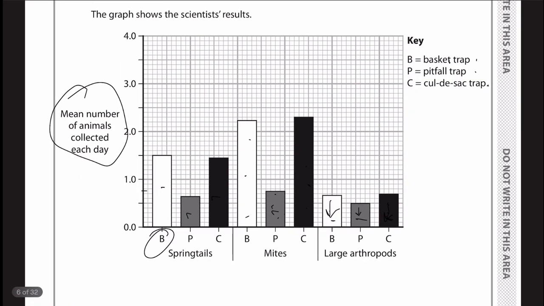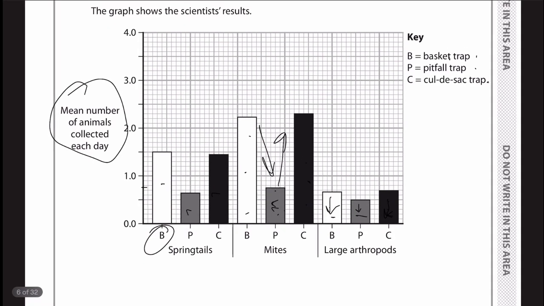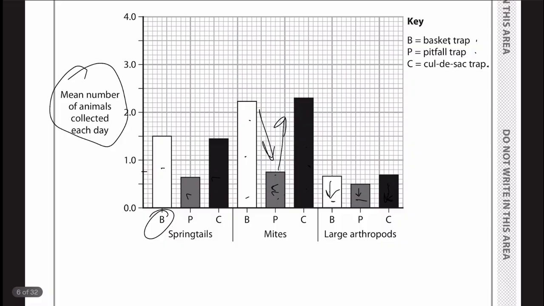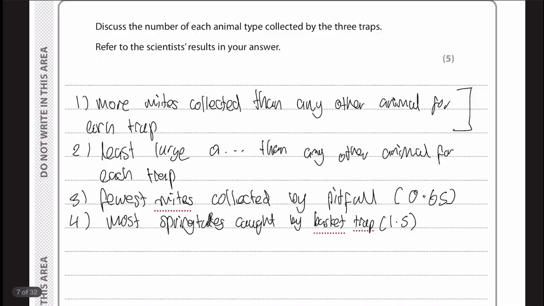Another way we can analyze this is by looking at the heights and the differences in the heights. For mites, you can see there's a big difference between the pitfall trap and the other 2 bars, and the same is present for the springtails. But if you notice for the large arthropods, they're all relatively equal, right? Despite being different traps, the mean number of animals collected each day is pretty similar. So now that we've seen that, how do we say that in our analysis?